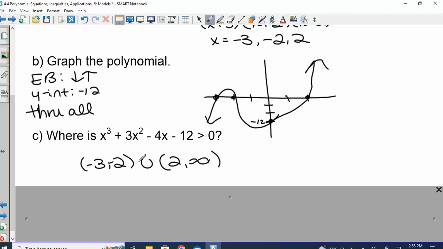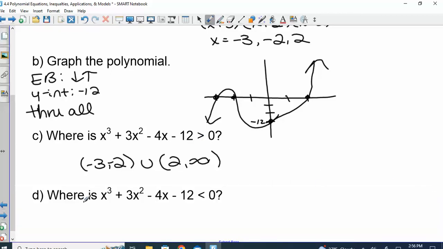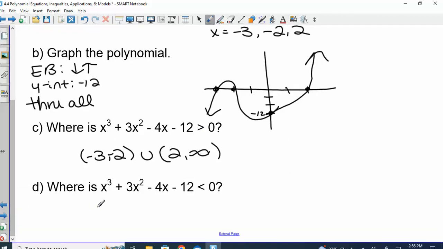And why did I use parentheses instead of brackets? Because I didn't have an equal to. Yeah, equal to gives you brackets, but infinity always gets a parenthesis. Where is this less than 0? Negative infinity to negative 3. And then negative 2 to 2.